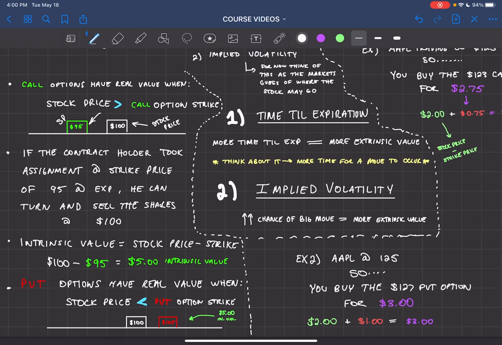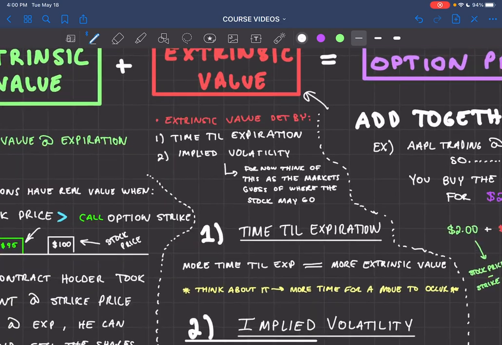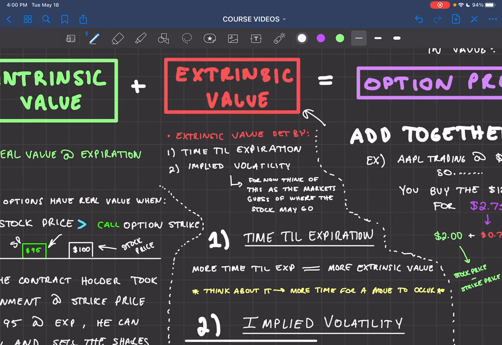But it's important to understand when you're looking at a premium and determining what pricing mechanisms are making it up. So next, we have extrinsic value. Extrinsic value is determined by two things: number one, the time till expiration, and two, the implied volatility. Now, that sounds like a scary word.